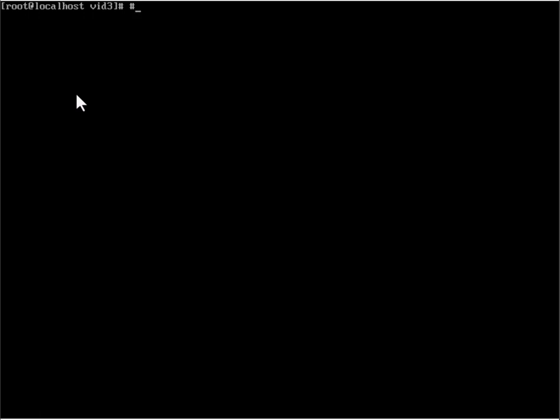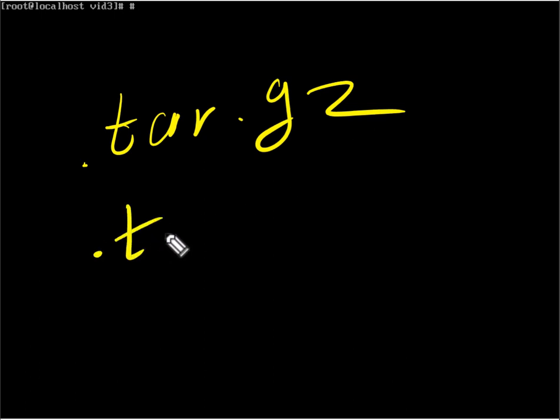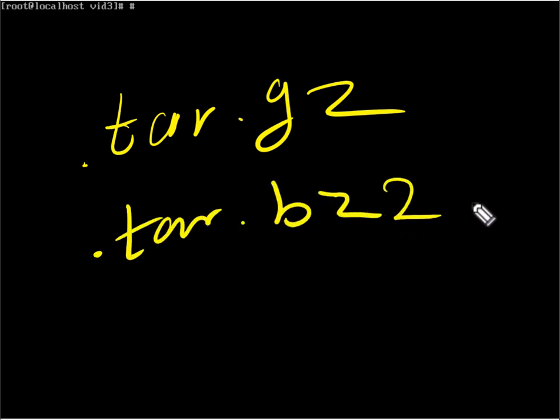Hello, I'm Ehsan. Have you ever noticed that compressed files in Linux usually have a two-part extension? For example, in Linux we have files with extensions like tar.gz or tar.bz2. Why? In Windows, you don't see these.